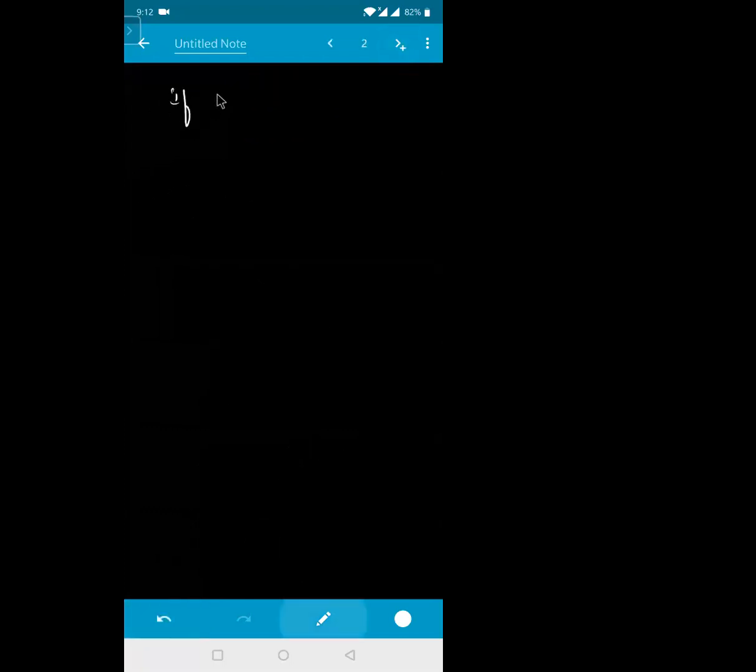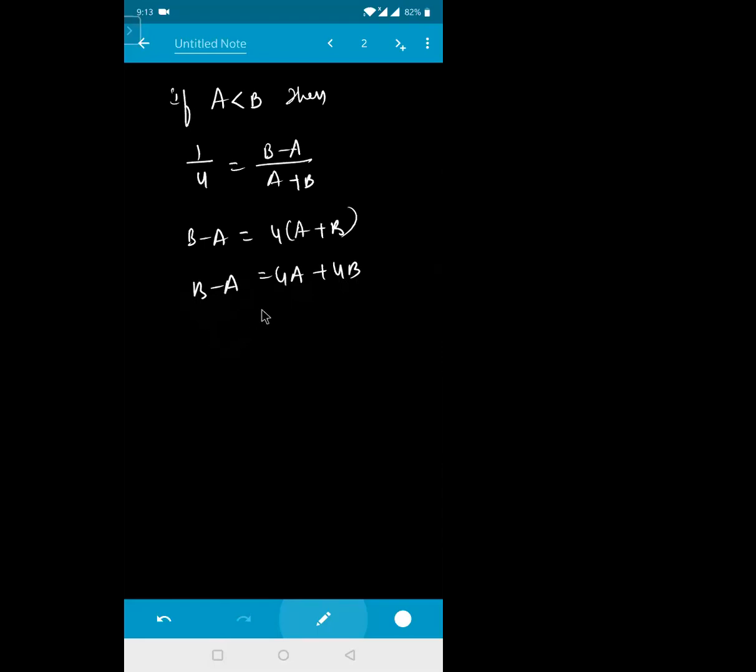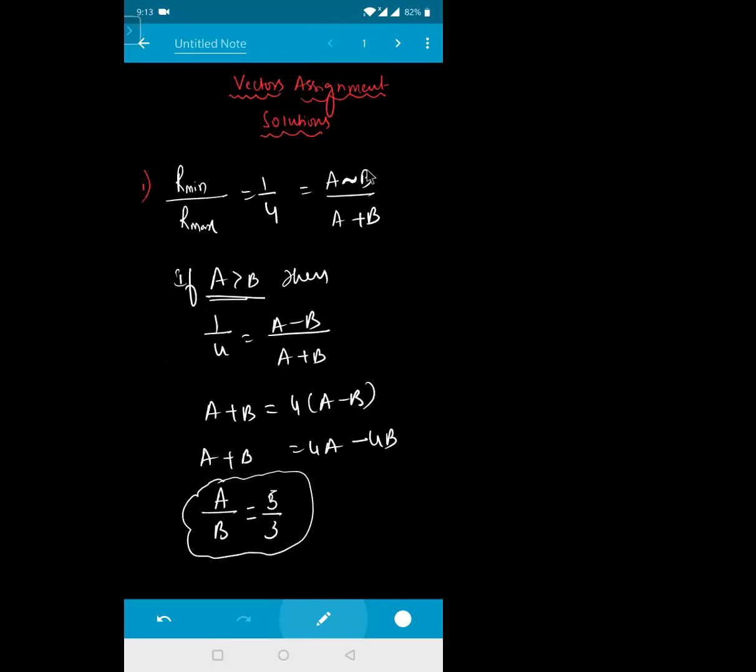If I take the assumption that A is lesser than B, then I can write 1/4 equals B minus A divided by A plus B. Questions like this should not basically come. Then B minus A equals 4 times A plus B, so this equals 4A plus 4B. Taking the ratio of A by B, it comes out to 3/5. So making the assumption that A is greater or lesser than B, I may get both answers.